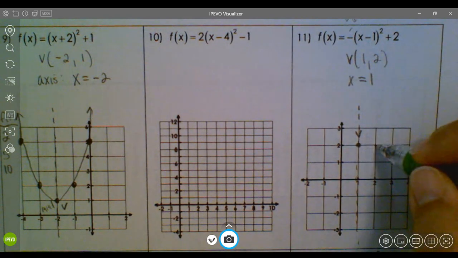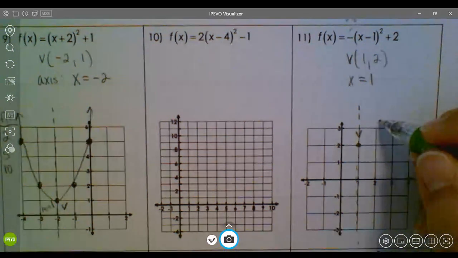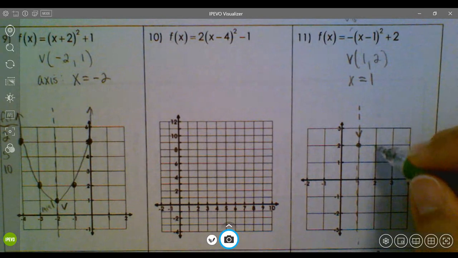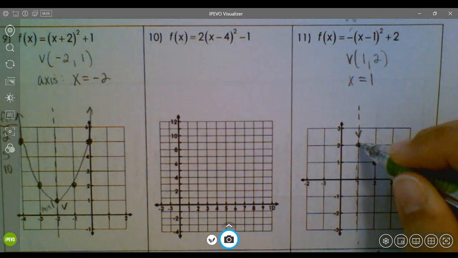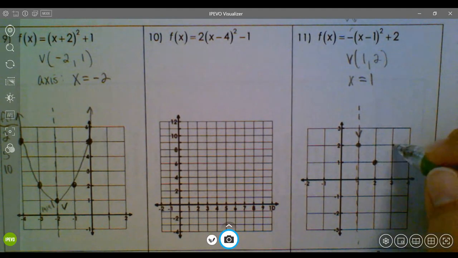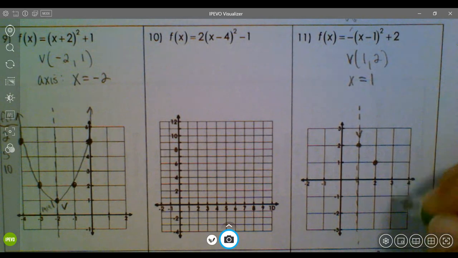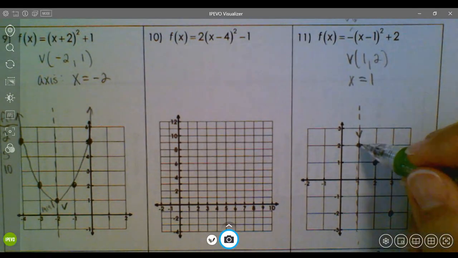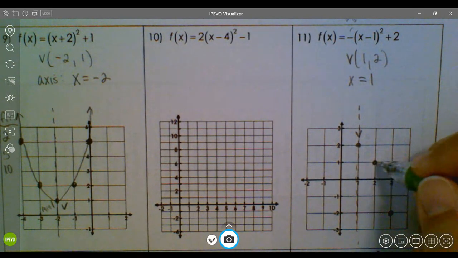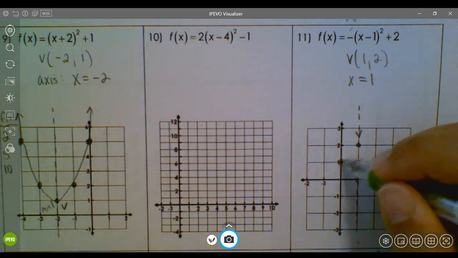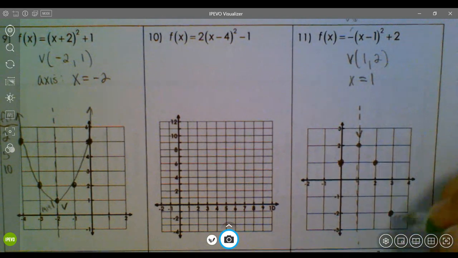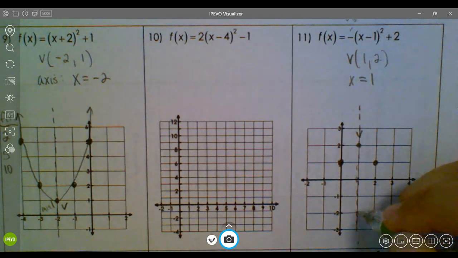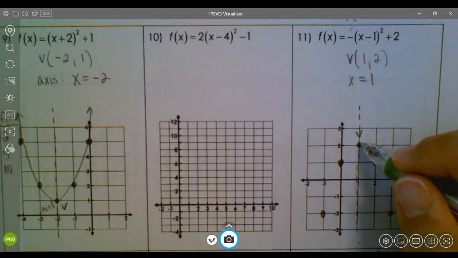Now I'm going to go right 1. I don't go up 1 because I have a negative. I'm going to go down 1. Then from the vertex, I go right 2. So I go down 1, 2, 3, 4. Okay. And then this is 1 unit to the right. So for free, I get 1 unit to the left. This point is 2 to the right. For free, I get 2 to the left.